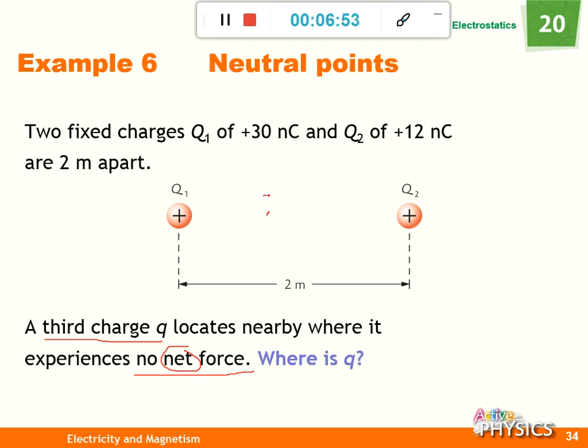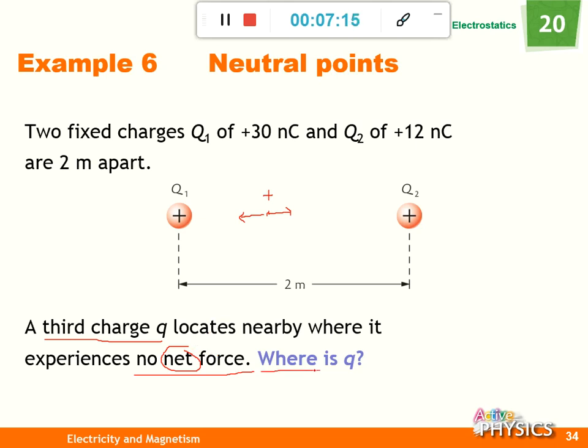I say that Q may be positive. Q1 and positive charge Q repel each other. At the same time, this positive charge and Q2 repel each other, in this way. These two forces may be equal in magnitude. Then the net force will be 0.